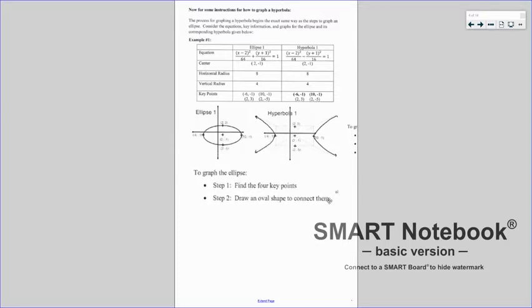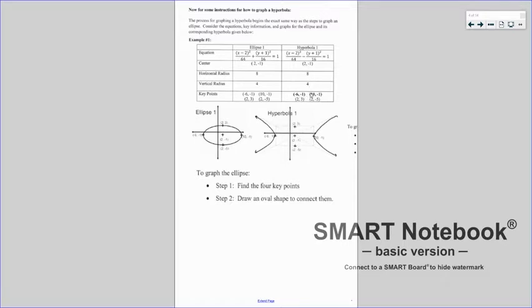But here it is for the ellipse. Find the 4 key points and then draw that oval shape. So once we know the center and we know the horizontal radius and vertical radius. For the hyperbola, it has the same center, same horizontal radius, same vertical radius.